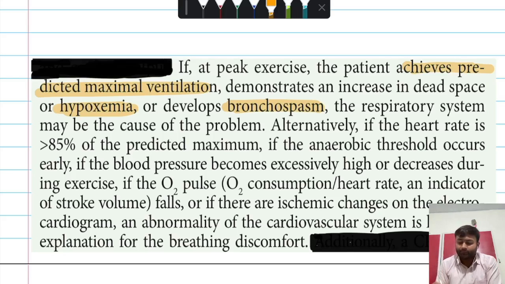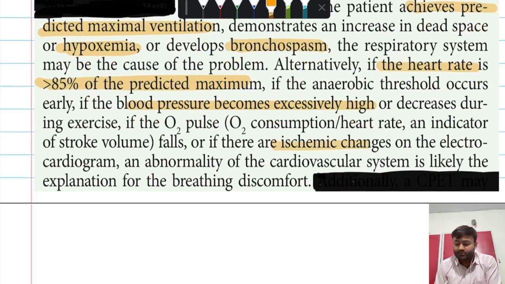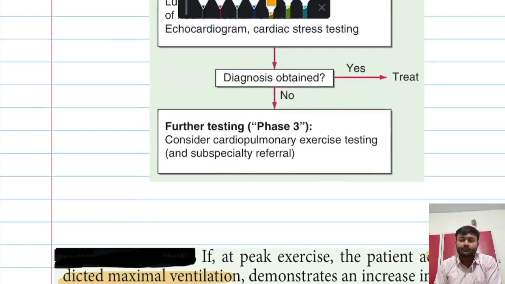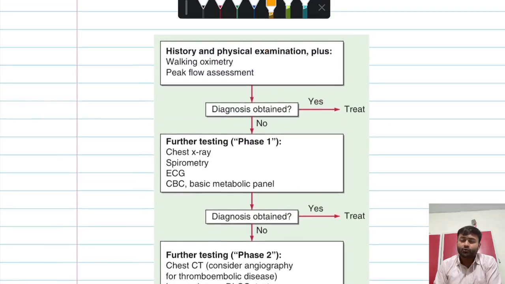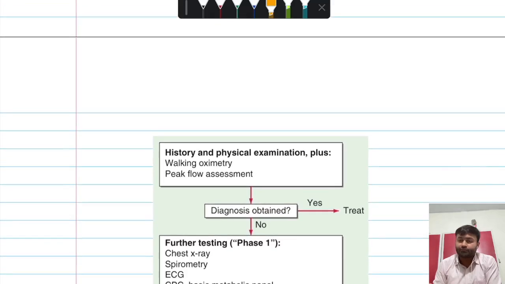On the other hand, if the heart rate increases to 85% of the predicted value, or suppose the blood pressure starts falling or becoming high, and there are ischemic changes present in the ECG, then likely the cardiovascular system is affected and is the cause of dyspnea in the patient. A graded approach to the diagnostic evaluation in dyspnea is very important.